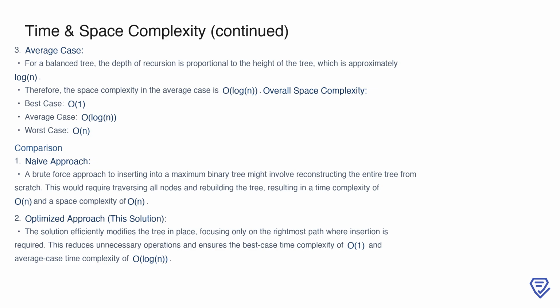Comparing this solution to a naive approach helps illustrate its efficiency. A naive method might involve reconstructing the entire tree from scratch after inserting the value, which would require traversing all nodes and rebuilding the tree. This brute force method would result in both time and space complexities of O(n). In contrast, the optimized approach modifies the tree in place, focusing only on the rightmost path where the insertion is needed. This minimizes unnecessary operations and achieves optimal time and space complexities across various scenarios.